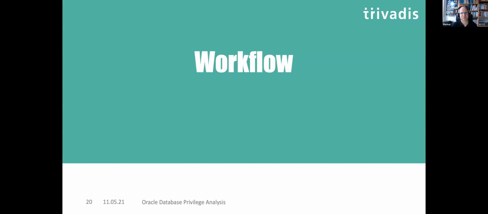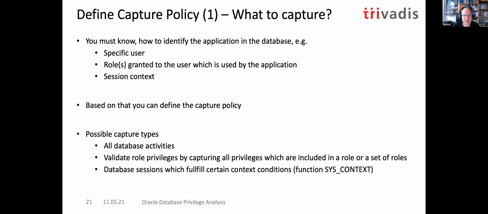So how does it work? If you have only one application in your database, it's easy. You can capture all privileges in the whole database. But if you've got some more applications running in your database, you have to identify your application somehow, either by a specific user or roles or a session context. And you can use these attributes when you define your policy.